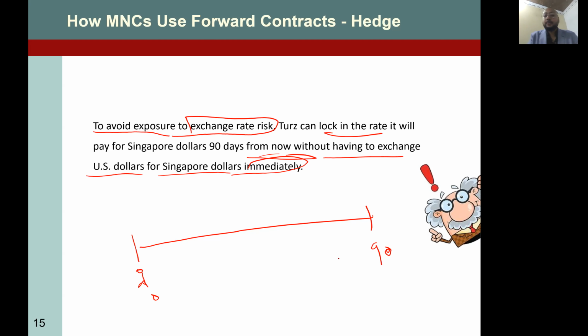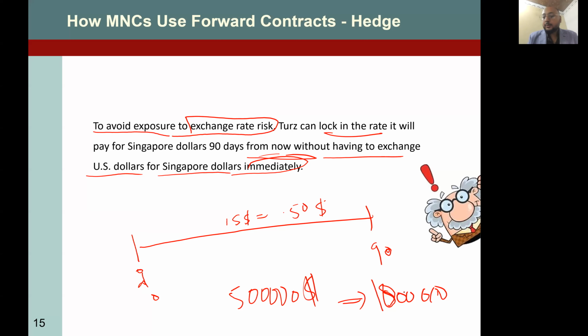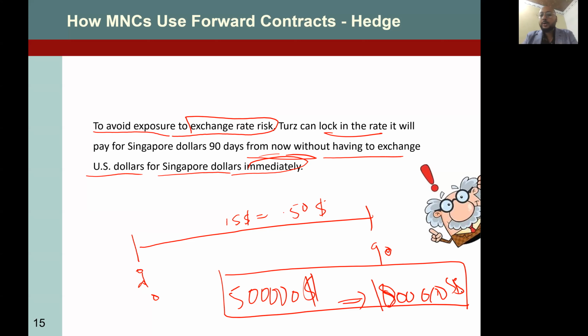Time is 90 days. Forward rate, for example, if you are given the rate, 1 Singaporean dollar is equal to $0.50. If you have been given the rate, that would be good. So you will set aside $500,000. You will be receiving after 90 days 1 million Singaporean dollars, and you give it to the Singaporean firm. You will receive the goods, and your trade is okay. So you lock the rate at the forward rate.